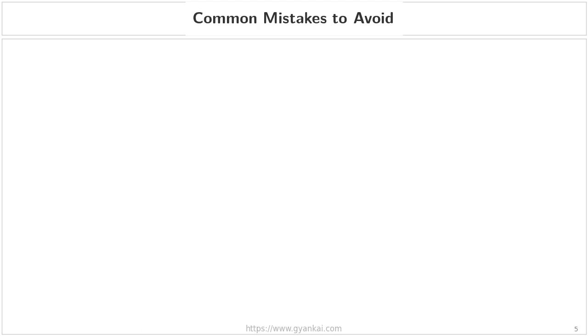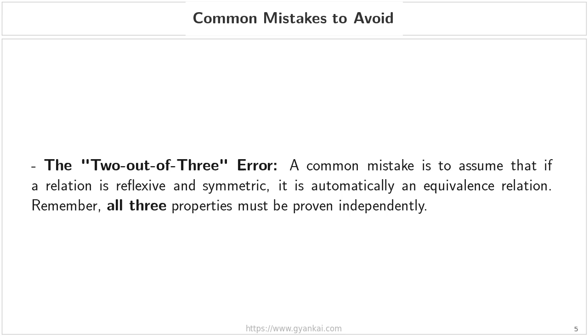Common mistakes to avoid. Now that we have seen how to systematically verify an equivalence relation using the example of parallel lines, it is important to discuss some common pitfalls. Let's look at the common mistakes to avoid. First, let's discuss the 2 out of 3 error. A frequent mistake students make is assuming that if a relation is already reflexive and symmetric, it is automatically an equivalence relation. Please remember that for a relation to earn this title, all 3 properties, reflexivity, symmetry, and transitivity, must be proven independently. You cannot assume the third property is true just because the first 2 are.